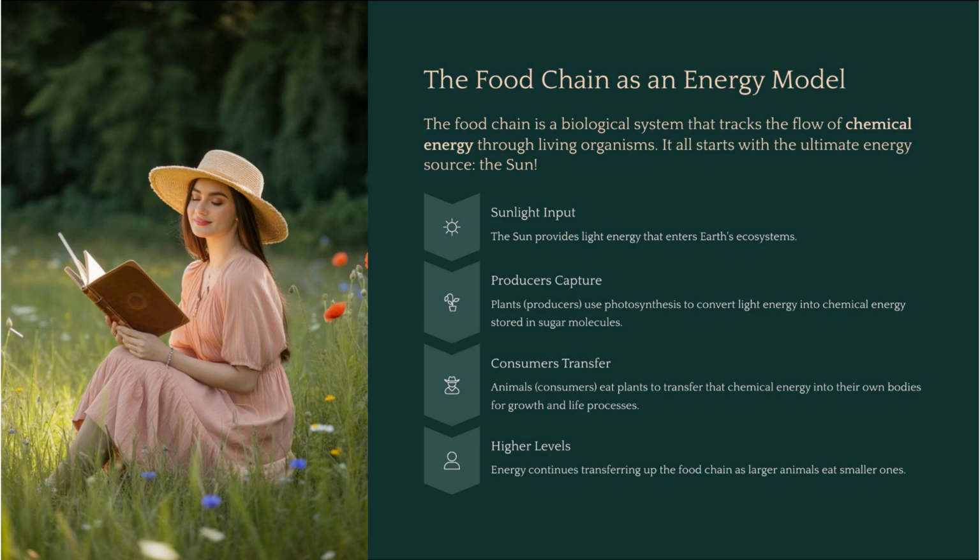The most important system in nature is the food chain, which models the flow of chemical energy. The system starts with the sun's light energy. Producers, plants, are the only ones that can transform that light into chemical energy, sugar. The energy is then transferred when consumers eat the plants. Our food chain model uses simple arrows between the organisms to show the path of this crucial energy flow.